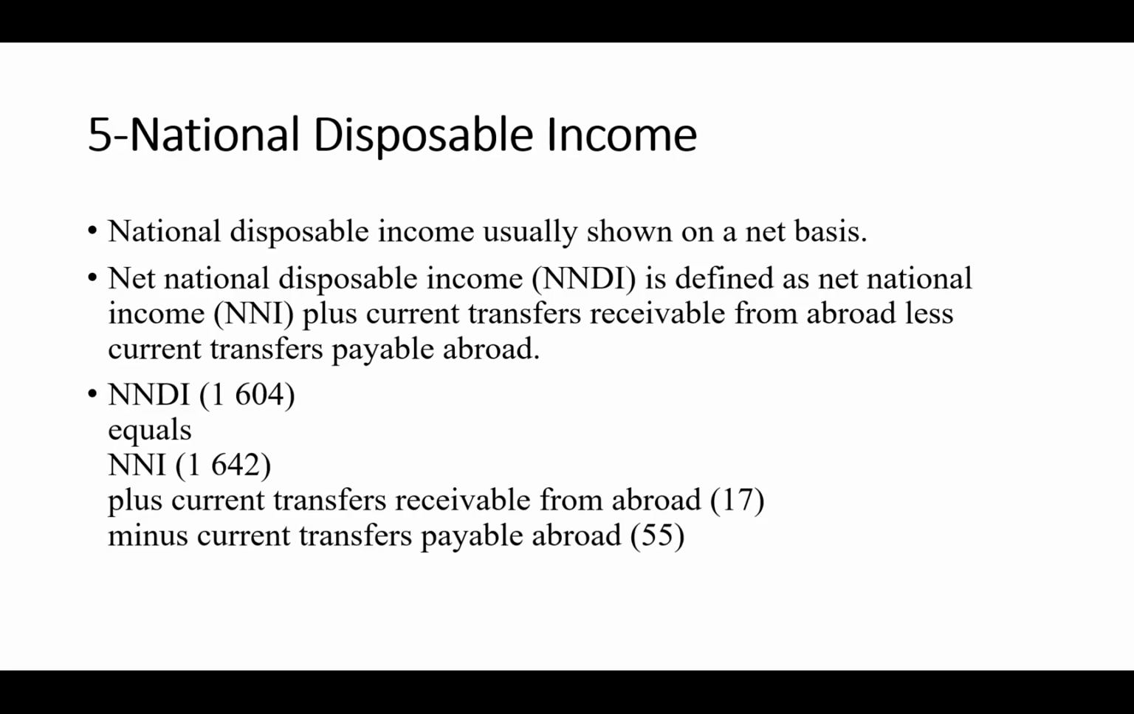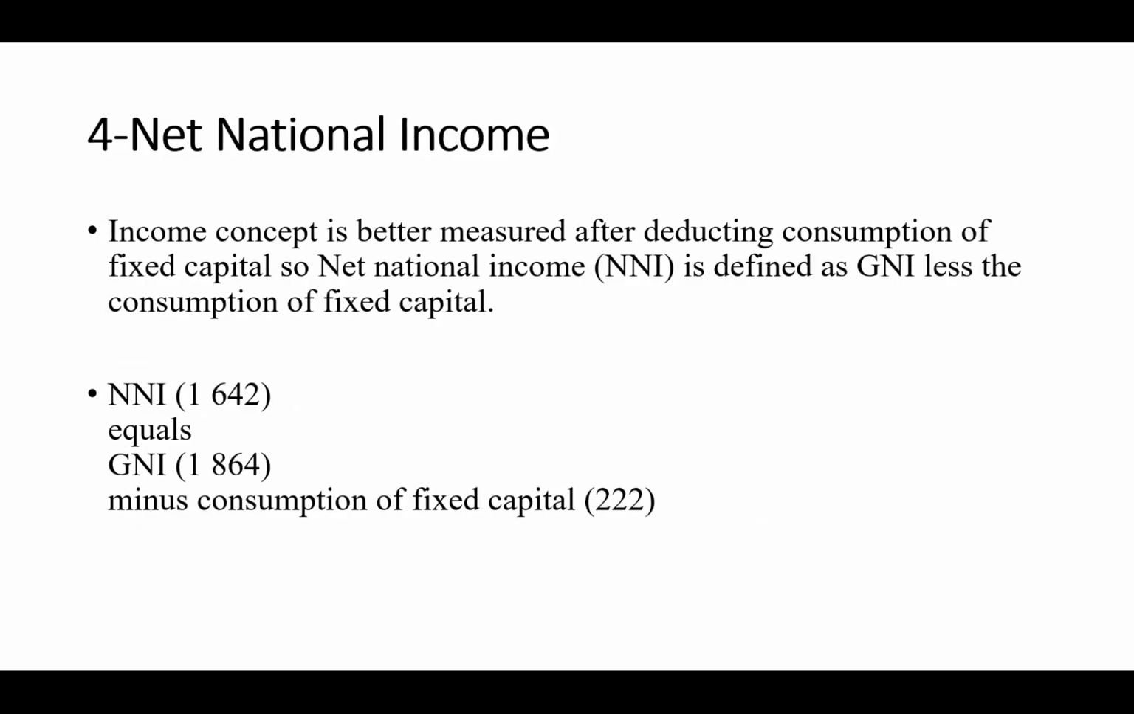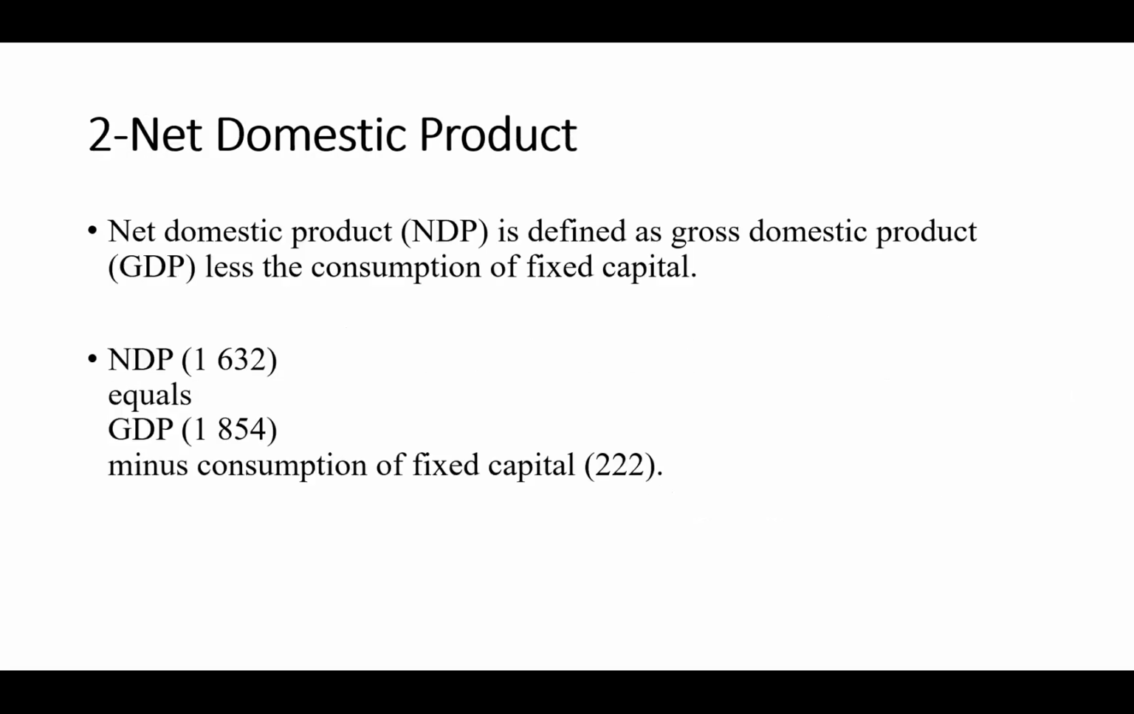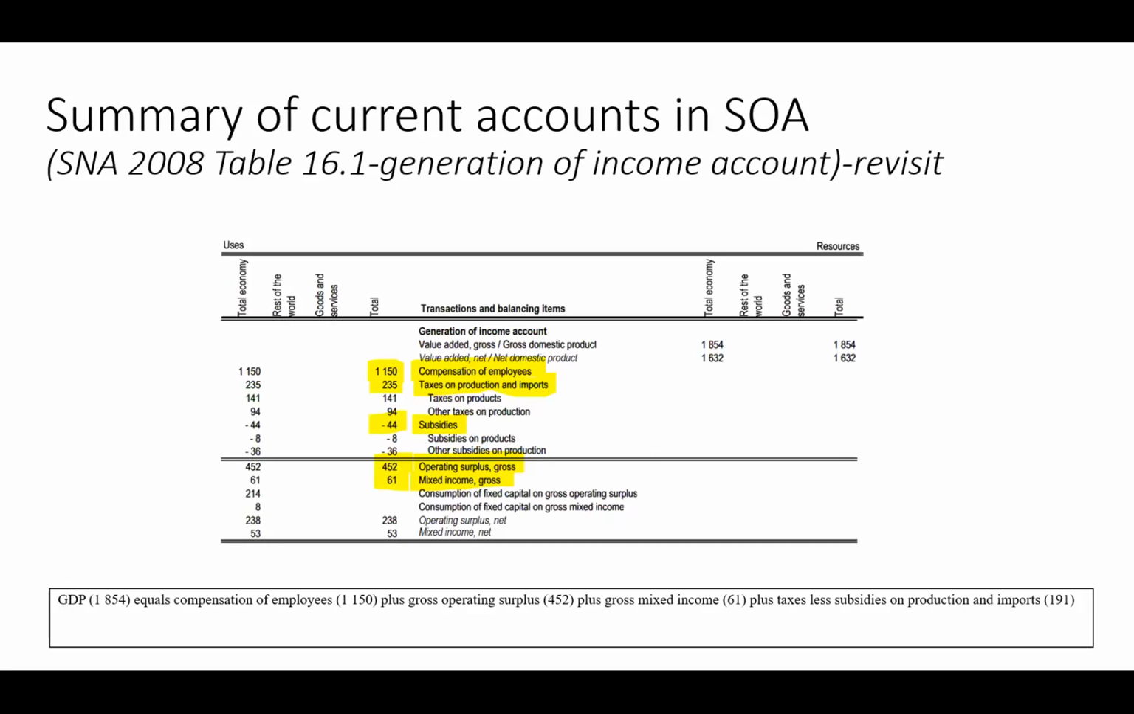Yes. So we have GDP. Can we go back to previous slides, please? Net national income, national disposable income. Previous slide, please. Gross national income, net domestic product, and gross domestic product, calculating three approaches.